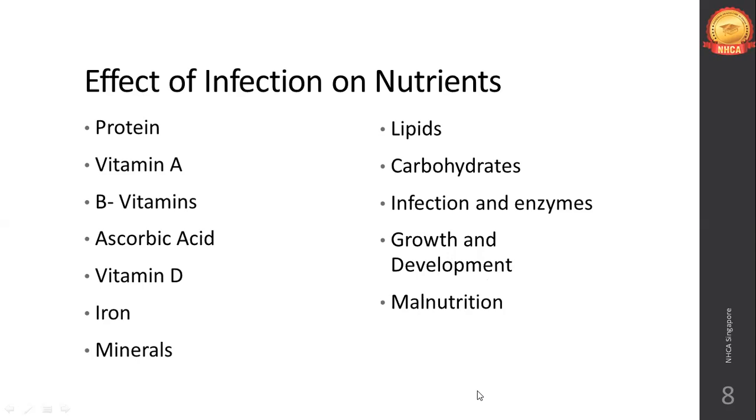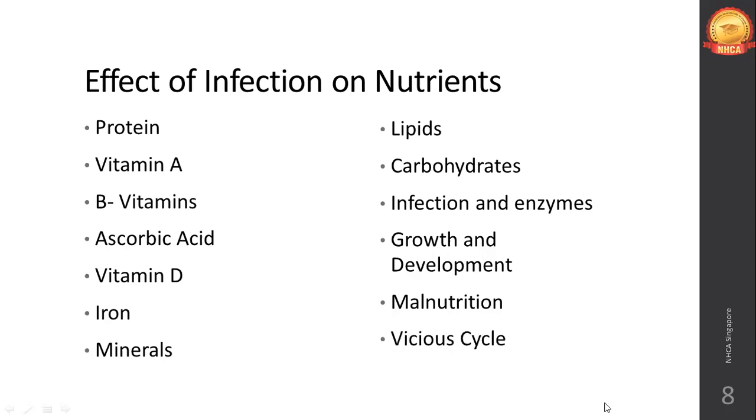Malnutrition: there is a high mortality from measles in developing countries because in most of the developing countries 40 to 60% of the kids are malnourished. On top of that, if the child acquires measles, okay, the mortality rate increases.